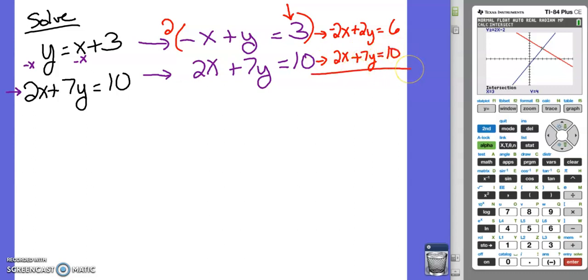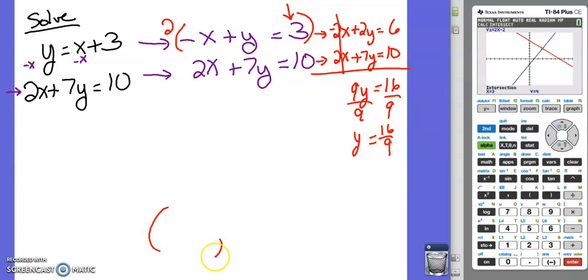And now if I add these equations, notice negative 2x plus 2x, these cross out, and then I can go about my business of getting the answer. And then divide by 9, and I'm going to get 16 ninths for my y. Remember, you're trying to find a point of intersection. And that's what I've gotten so far, the y part of the point.